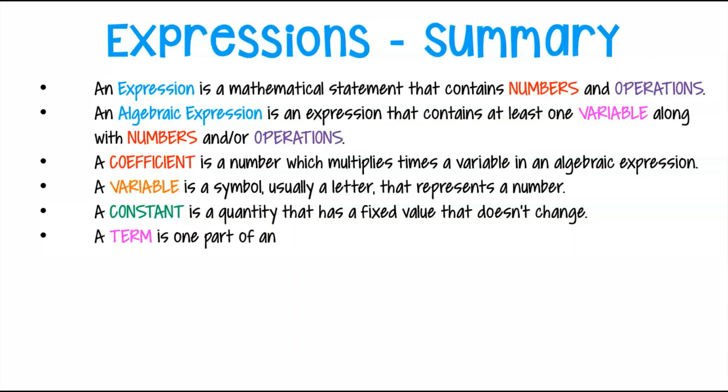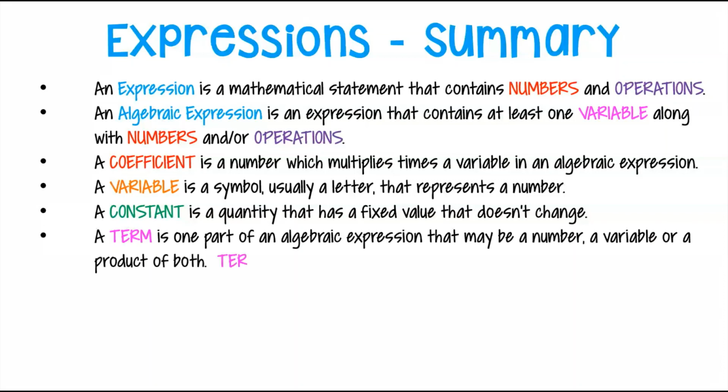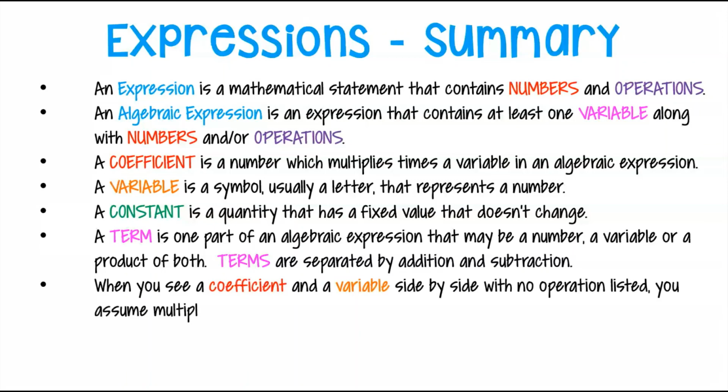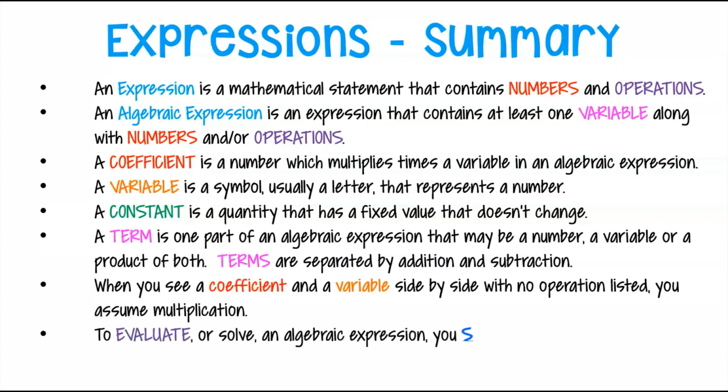A term is one part of an algebraic expression that may be a number, a variable, or a product of both. Terms are separated by addition and subtraction. When you see a coefficient and a variable side by side with no operation listed, you assume multiplication. And finally, to evaluate or solve an algebraic expression, you substitute a number in place of the variable and then find its value.